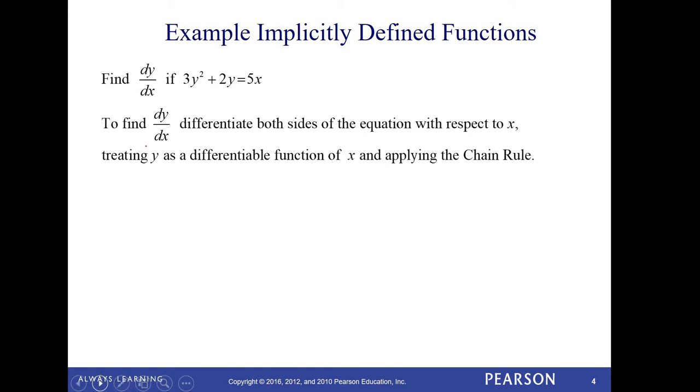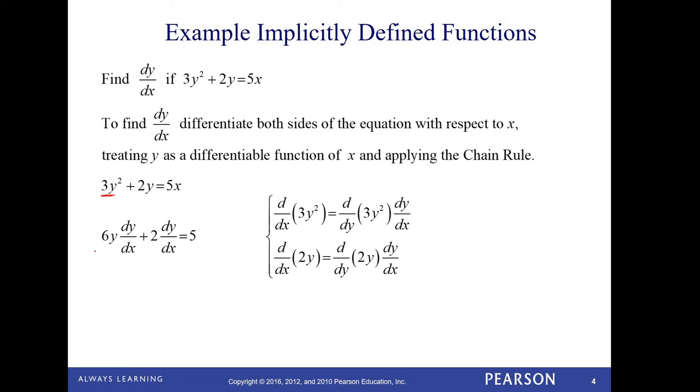So let's do this. Find dy/dx if 3y squared plus 2y equals 5x. So first find dy/dx by differentiating both sides. Now in this, since we're differentiating with respect to x, anytime we are differentiating a y variable, we need to use the chain rule.